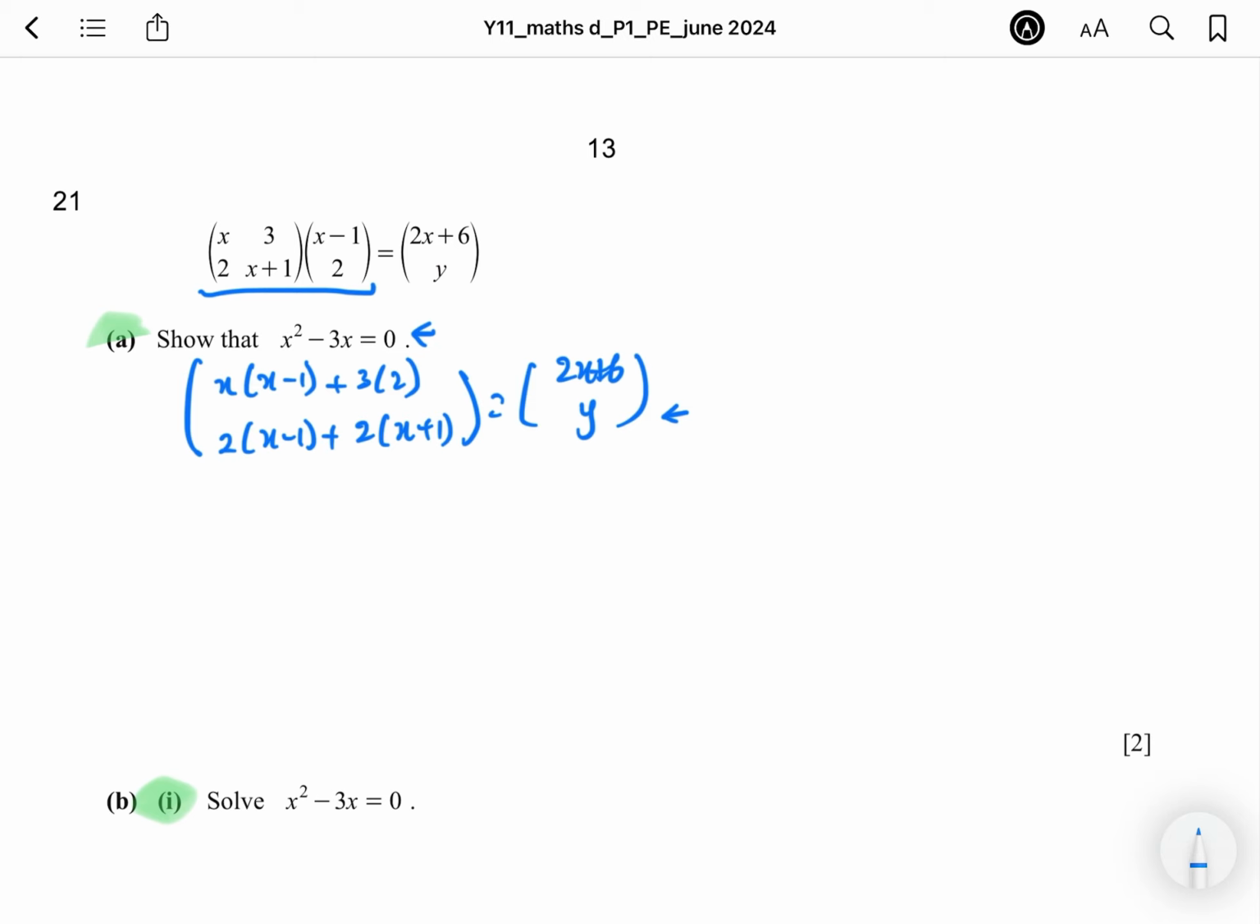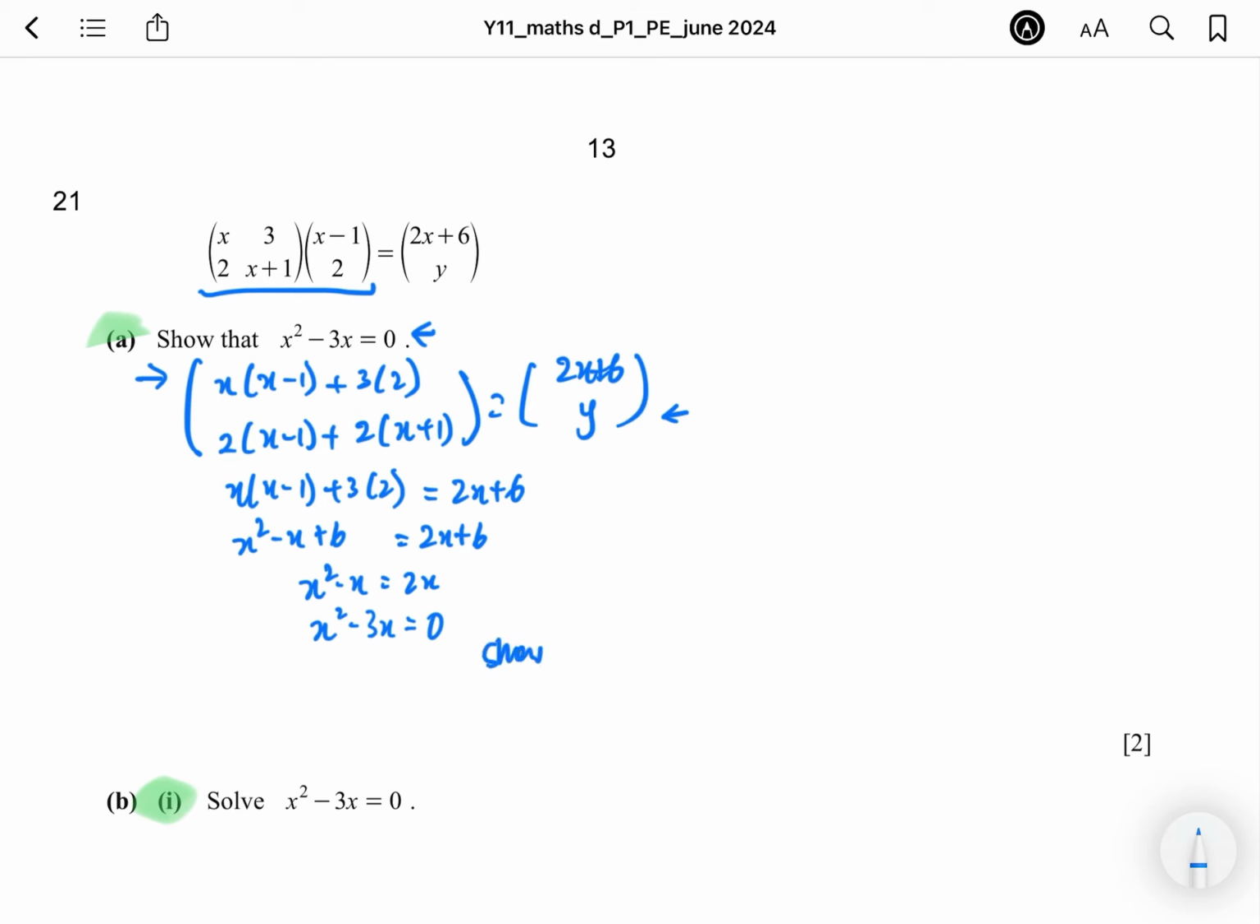The equation given doesn't have any y, so what we can do is look at the first row. I'm going to rewrite it again, equate the terms in the same position, expand, simplify, minus 6 both sides, minus 2x both sides, and you will see that we get x squared minus 3x equal to 0, which is what the question is asking for.